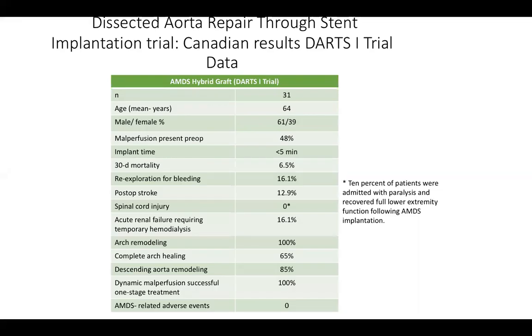So we're part of the DARTS trial, dissected aortic repair through stent implantation. Part of this early data have already been published, demonstrating that the results are really impressive. And speaking to Ali and the few aortic surgeons who put these in, everyone is extremely impressed by how this works and how well the patients do: the low stroke rate, the remodeling, and what the CTs look like down the road.